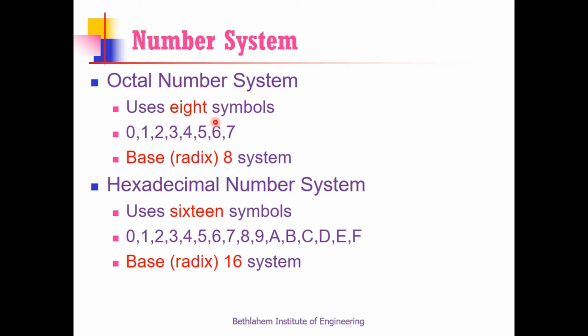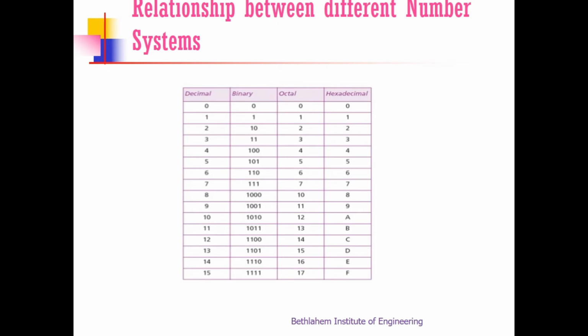Octal consists of 8 symbols, 0 to 7, hence the base is 8. Hexadecimal uses 16 symbols, 0 to 9 and A to F, hence the base is 16. And this chart shows the relationship between decimal, binary, octal and hexadecimal. For the first 16 numbers, 0 to 15 in decimal, the relationship between binary, octal and hexadecimal numbers is given.